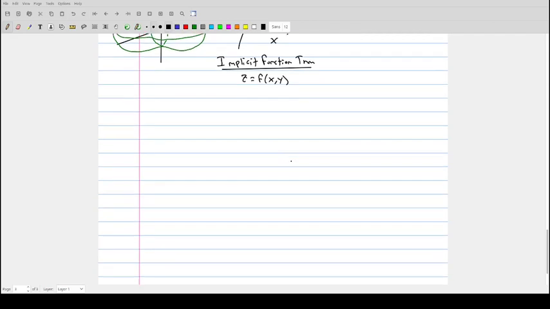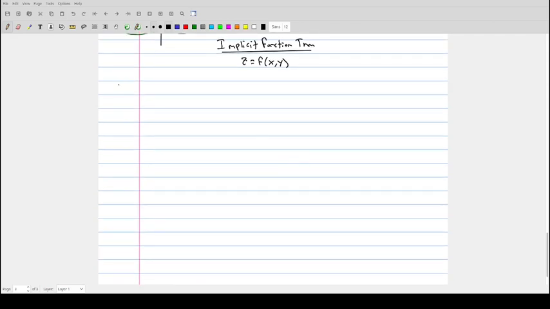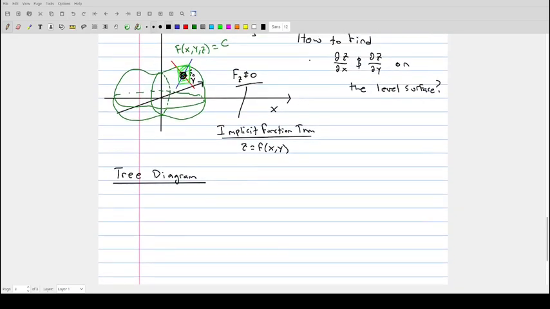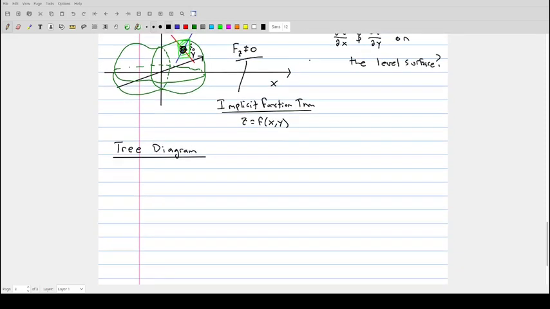And so what that means is we have a chain of dependence. So the tree diagram for this scenario is saying that, well, if W is equal to F of x, y, z, it's a function of three variables, and z is a function of x and y.